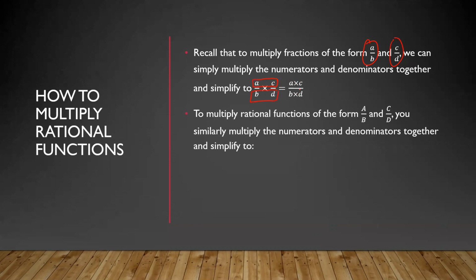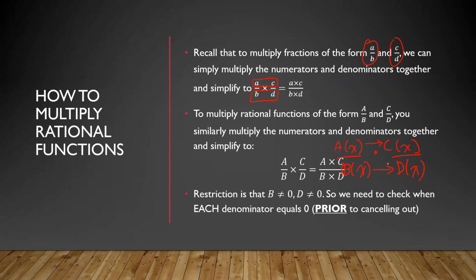So if you want to multiply rational functions of the form a over b and c over d, it's probably better if we write it as a(x) over b(x), because technically it's a function, and then c(x) over d(x). We can simplify this easily. We simply multiply the a function times the c function, and the b function times the d function. It's quite simple, actually.